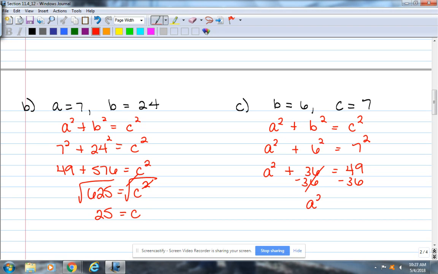So a squared equals what? 13. And then what do I do to both sides? Square root. And the a squared and the radical cancel out and leave you just with the a. Now, guys, this is chapter 11, and we have learned how to simplify radicals. So we are not going to type these in and get a decimal. We're not going to do it. So we're going to simplify radical 13 if possible.